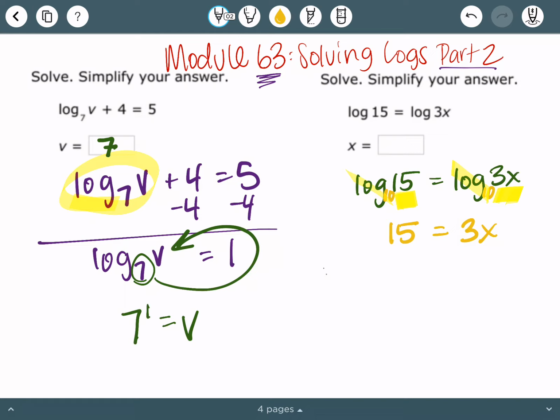From there, pretty stinking simple. We're just going to divide by 3. We get 5 equals x. That's going to be our answer there. So if we have the same base, we can go ahead and just cross those out, and we see that what's left over is what we pull down here. They must be equal to each other.